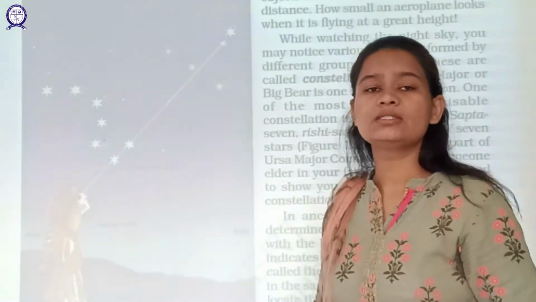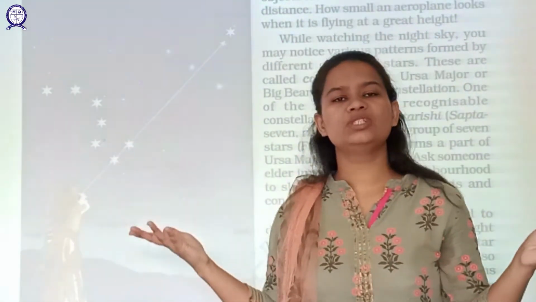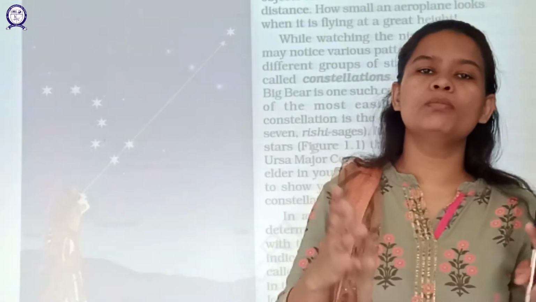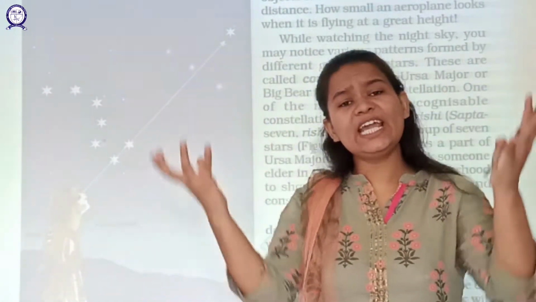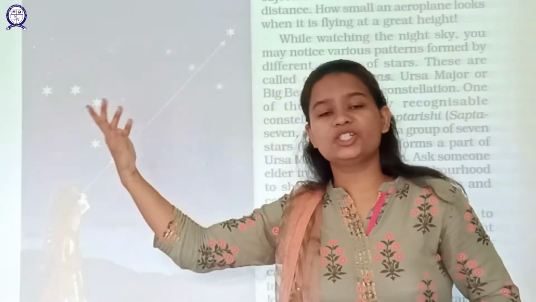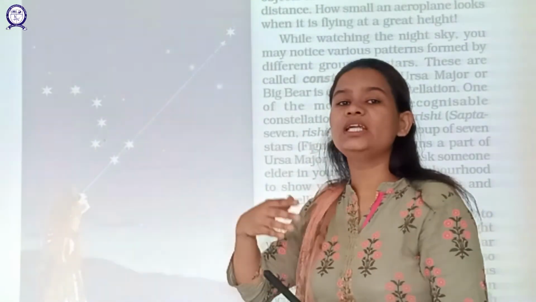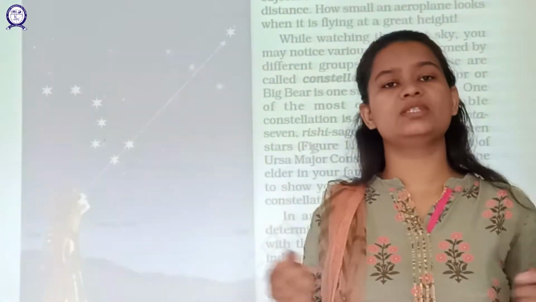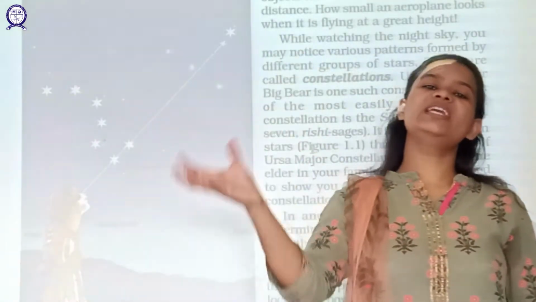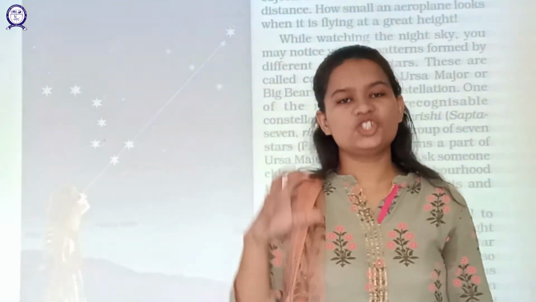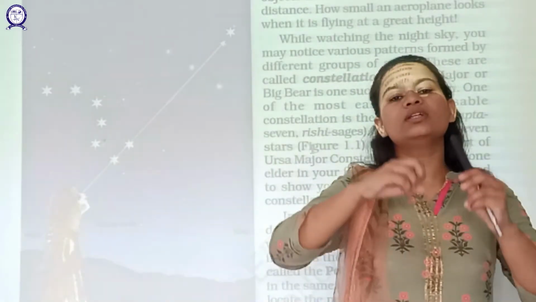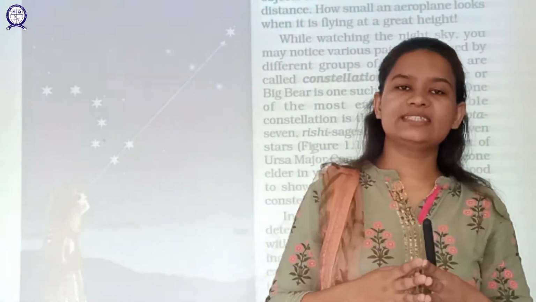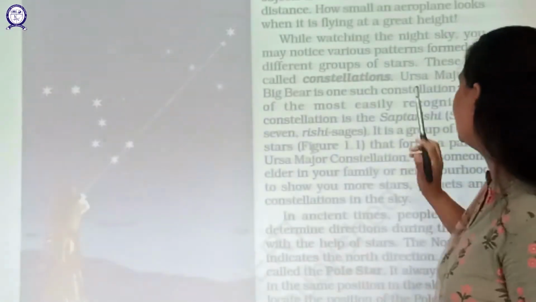Now one more thing, students. At night, when you sometimes look at the sky, you observe that the stars form particular patterns. They take particular shapes. Sometimes they form the shape of a bear, sometimes they take the form of a spoon. So what are these shapes that are formed by stars? These various patterns or shapes shown by the stars in the night sky are called constellations.